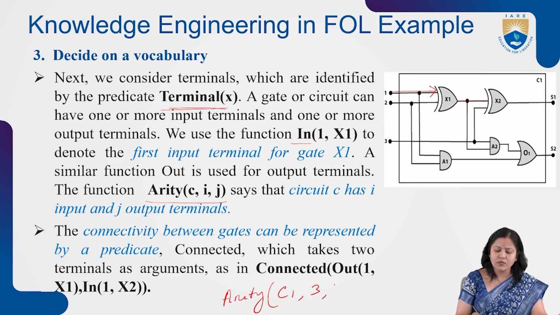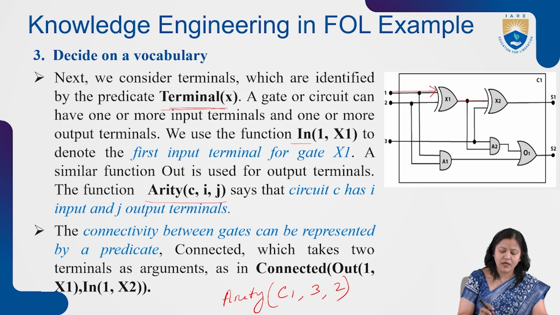So three inputs and it provides two outputs. Like this we can mention, but this is a general function I have defined here. Arity(C, I, J) means that the circuit C has I input and J output terminals. Now we'll check the connectivity.